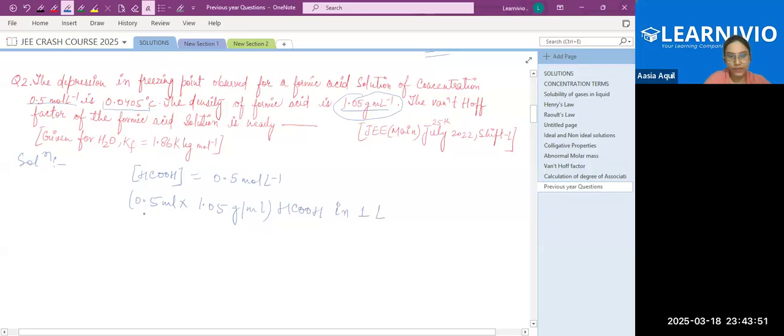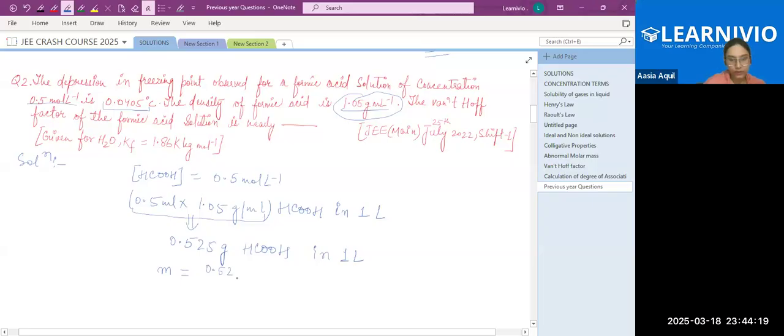What will you get? You will get the mass over here. The mass of formic acid comes to be 0.525 gram. So 0.525 gram of formic acid is present in 1 liter of solution. Okay, now let's find the molality of this. What is the molality? What is the given mass?